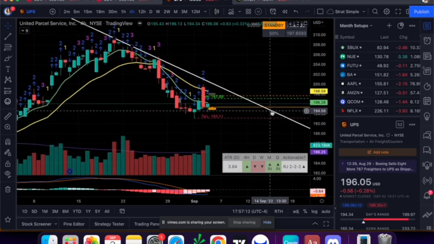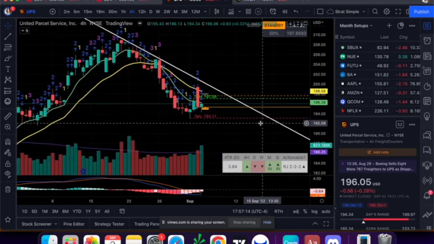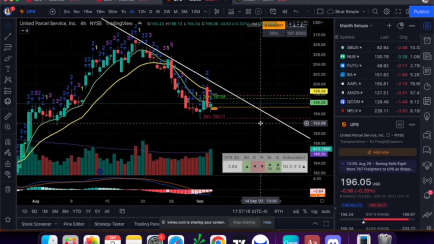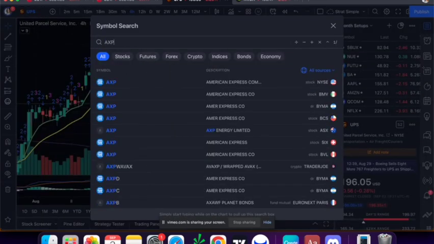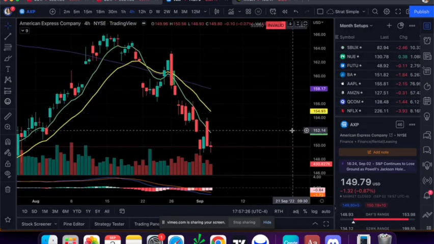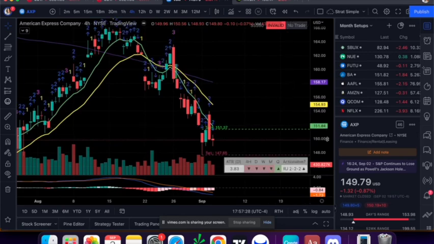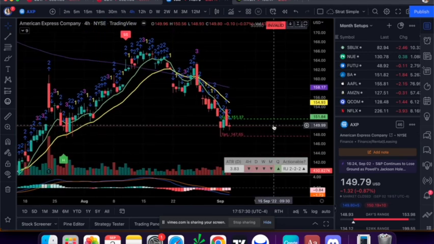And then, what was your other one? American Express. So with American Express, I mainly traded off the 4 hour. I don't know what's going on with the week. I don't know what it was doing on the month.